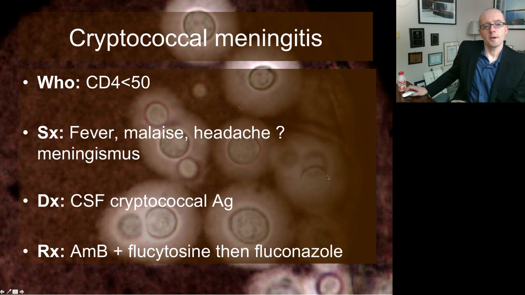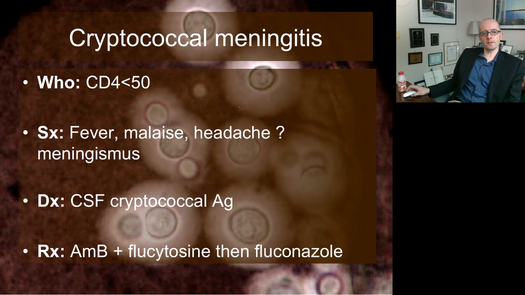Cryptococcal meningitis. This mostly affects only very immune-compromised people, although sometimes at higher CD4 counts. They get sort of an indolent onset of fever, malaise, headache, and sometimes meningismus, but it's not nearly as profound or acute as bacterial meningitis. A lumbar puncture reveals abnormalities, but the characteristic abnormality that diagnoses it is a cryptococcal antigen from the CSF. The treatment is amphotericin plus flucytosine, followed by fluconazole, and sometimes people need intracranial pressure reduction through a drain.